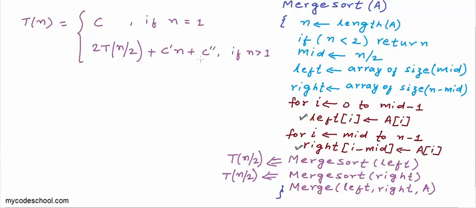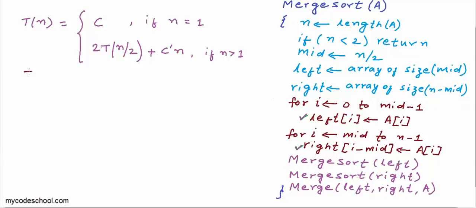For very high values of n, this constant term c double dash will be negligible compared to c dash n. And in time complexity analysis, we are mostly worried about the rate of growth of a function for very high values of n. So for the sake of simplifying our calculation here, we can get rid of this plus c double dash, and we can say that T(n) is equal to 2T(n/2) plus some constant times n for n greater than 1. And now we can try to solve this recurrence.